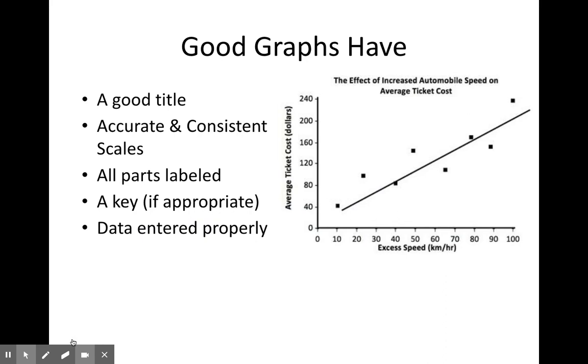Good graphs have a good title. They have an accurate and consistent scale. All parts are labeled. If appropriate, they have a key, and the data is properly entered. And so we can see all of those things on the graph here.